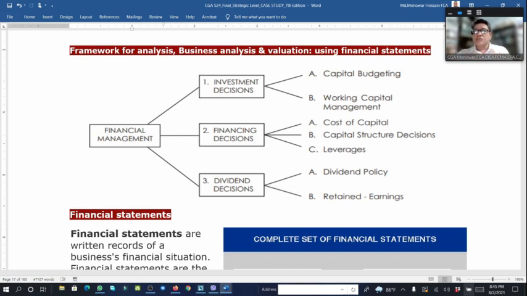So cost of capital, capital structure, leverage, etc. help to determine the financing decision. That financing decision is one part of financial management. And if we go for the dividend decision, what would be your policy?